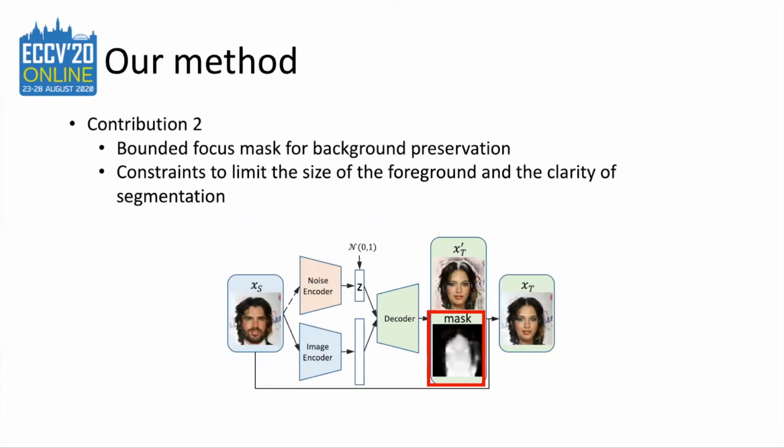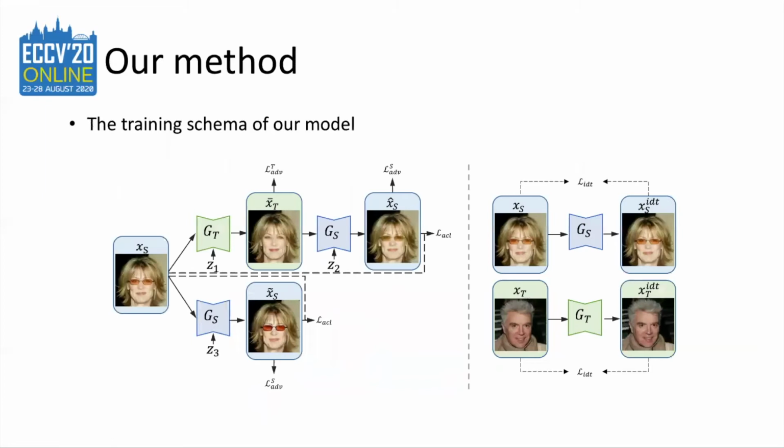Our second contribution is the bounded focus mask. Some applications require the generator to only modify certain areas of the source image and keep the rest unchanged. We adopt an attention mechanism to generate the mask, and propose two constraints to limit the size of the foreground and the clarity of segmentation. Combining the adversarial consistency loss with classical adversarial loss and some additional losses makes our full objective for unpaired image-to-image translation. We analyze ACL-GAN by comparing 4 different settings.